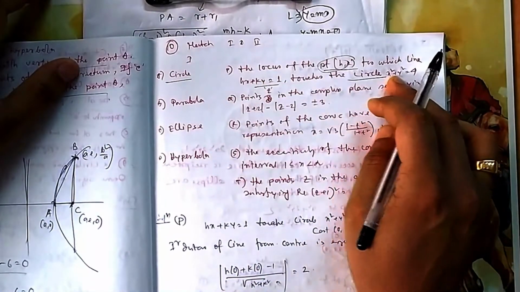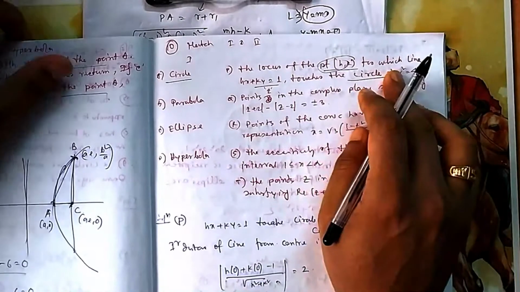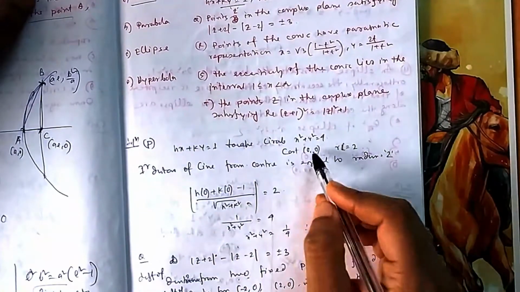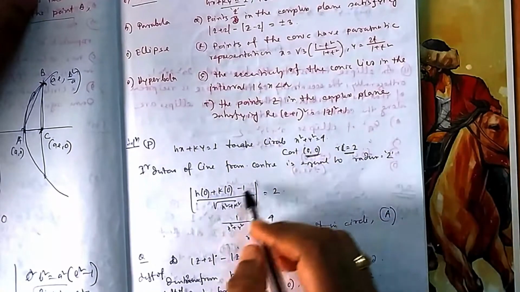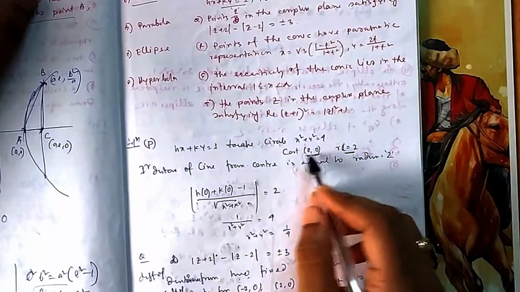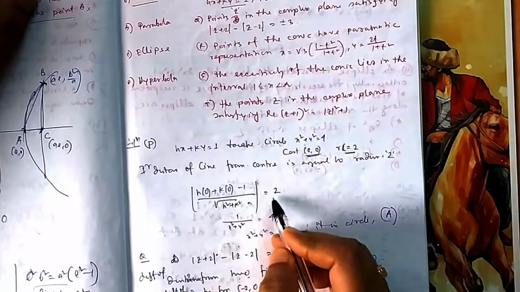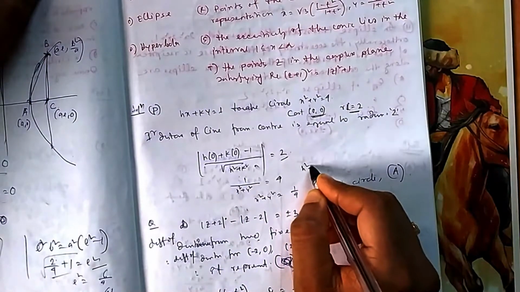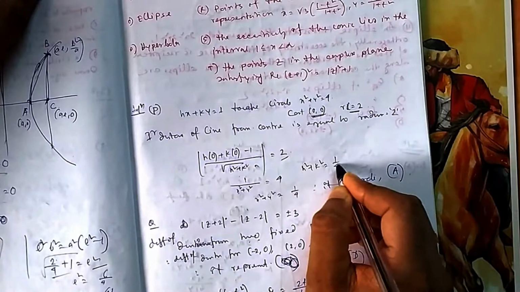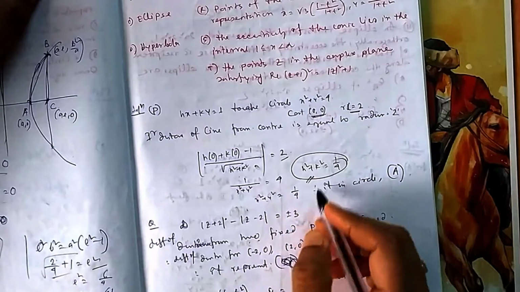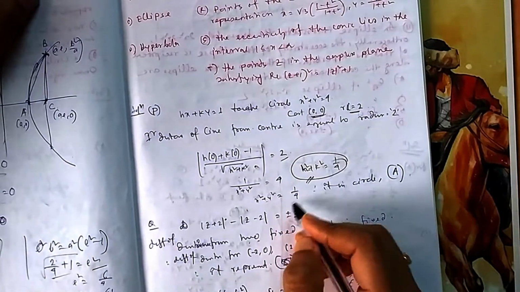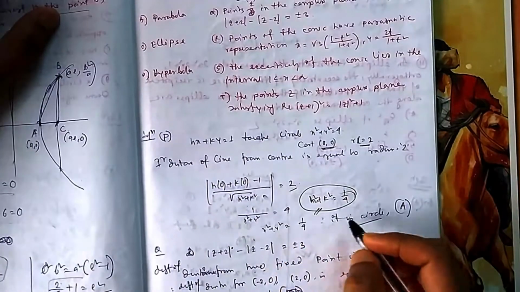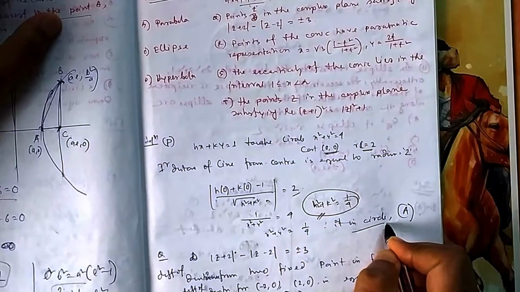So touch, we have already seen in case of circle: the distance from origin should be equal to radius, or you can apply the condition of tangency also. So center is 0, 0, radius is 2. You take the distance of the line from the center 0, 0, and that should be equal to 2. If you solve it, you will find h square plus k square is equal to 1 by 4. So at the end you put x and y to make it look like an equation. It is the equation of a circle. So P will be connected with A.